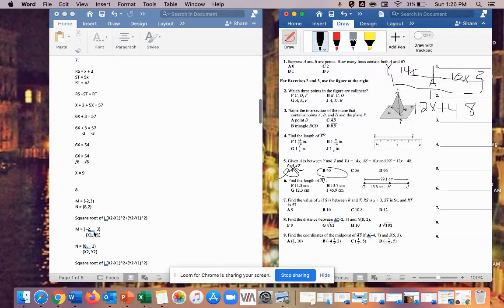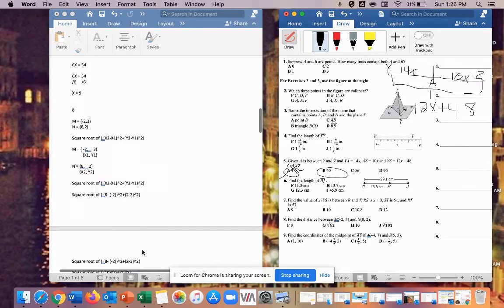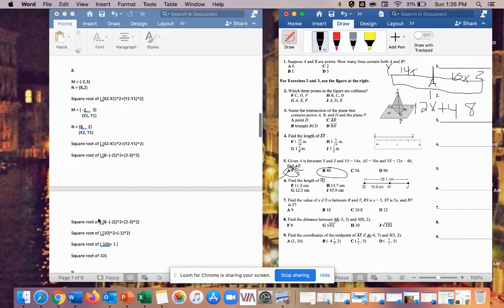So M equals negative 2, 3. We already knew that, but now I labeled them as my x1, y1. My N is 8, 2, labeled as my x2, y2. I copied the formula, and then I plugged everything into the formula. As you can see, square root of 8 minus negative 2 squared plus 2 minus 3 squared. Again, I copied the formula just because there's a page break here, so you guys would see it's a continuous movement.